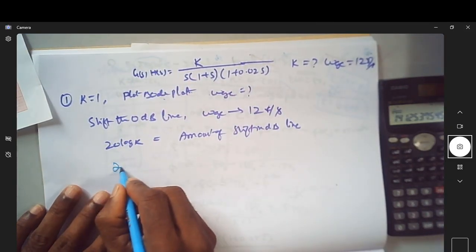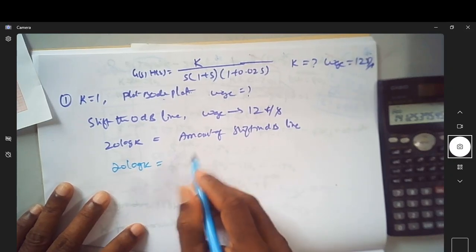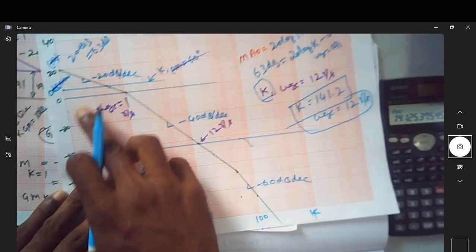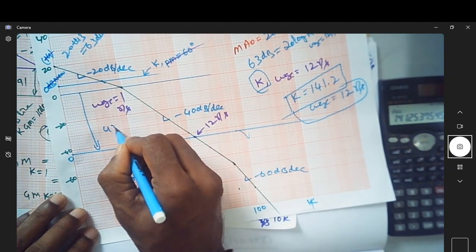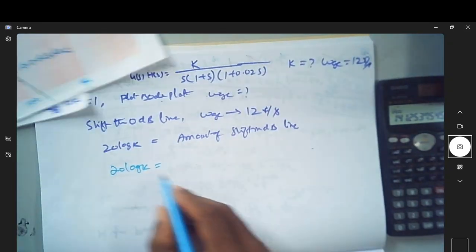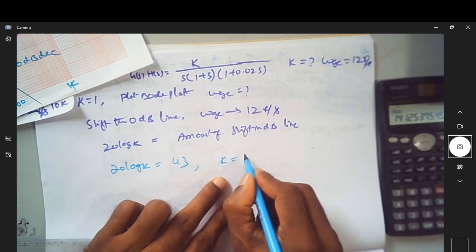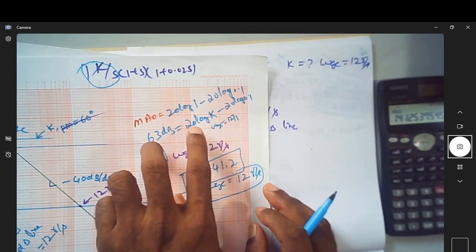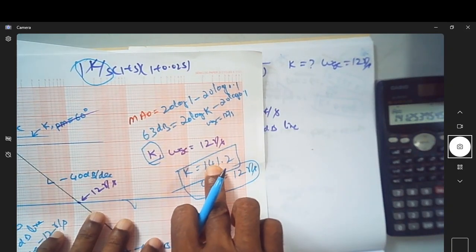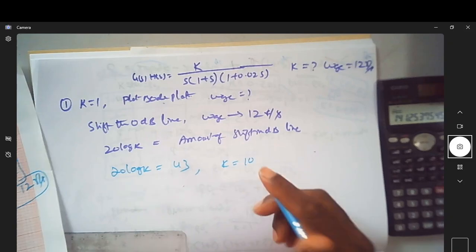So what is this 20 log k equal to? What is the amount of shift? Can you see how much the shift is here? You have shifted this down by 43 dB. So this 20 log k is equal to 43. So then what is k? Of course both are the same. If you do it this way, you get the same value of 141.2. If you do it the amount-of-shift way, you also get the same value.